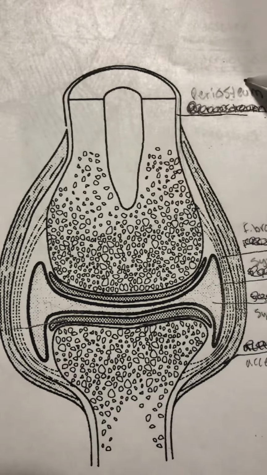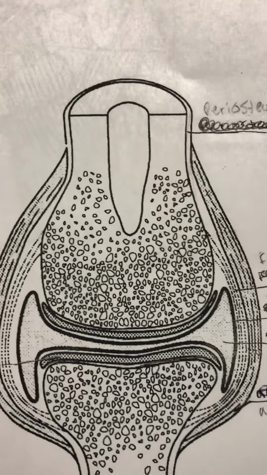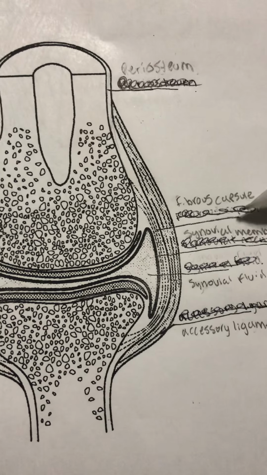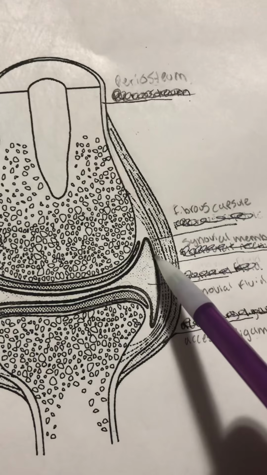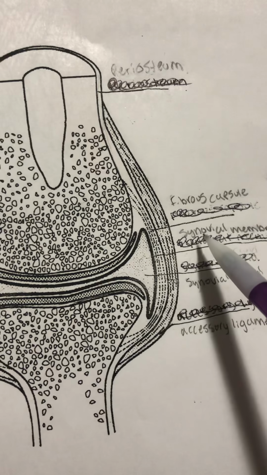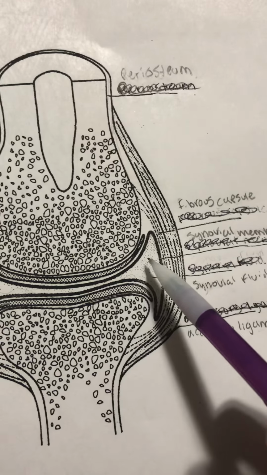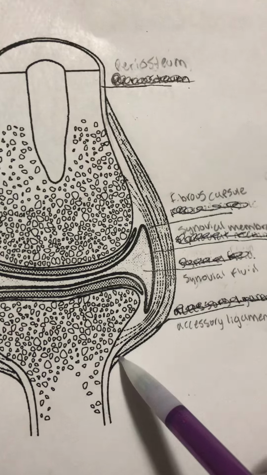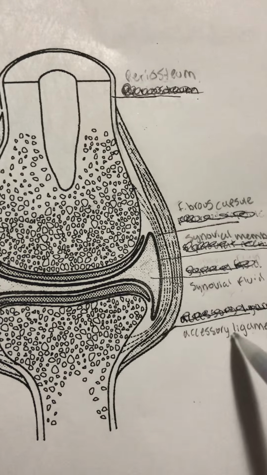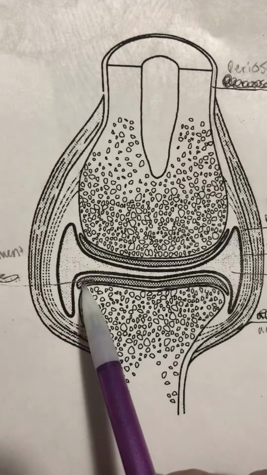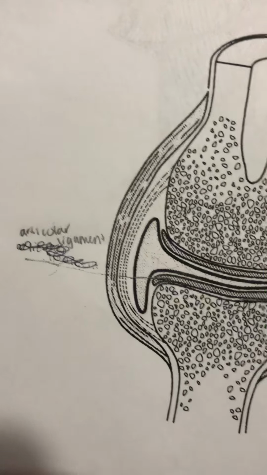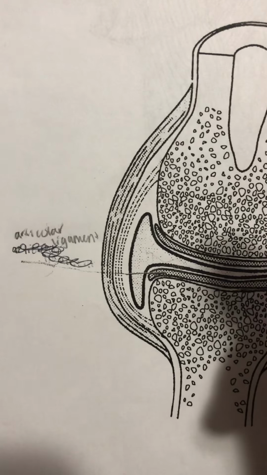This would be the periosteum, and I'm still learning to pronounce the words correctly. About right here would be the fibrous capsule. This black dark line is the synovial membrane. The white right here is the synovial fluid. This line right here is the accessory ligament. And then the area with the dotted lines right here is the articular ligament.